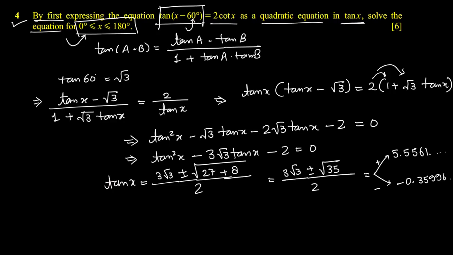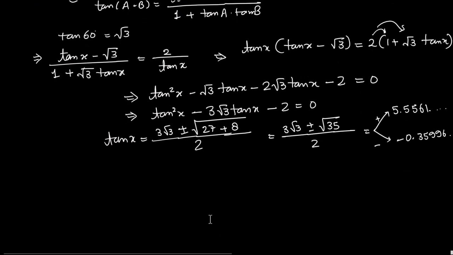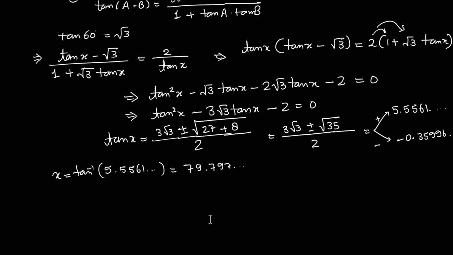So the first one is, if we take x equals tan inverse of the first value, 5.5561 and so on, this value is going to be 79.797 and so on, which to 3 significant figures is 79.8 degrees. And if we take the negative sign here, we will get x equals tan inverse of negative 0.35996 and so on, which is negative 19.797 and so on.